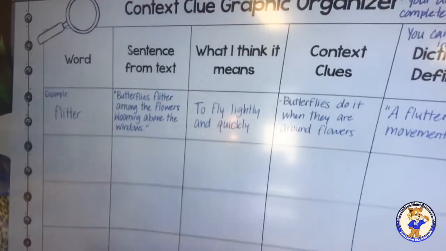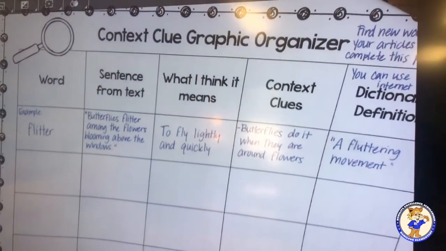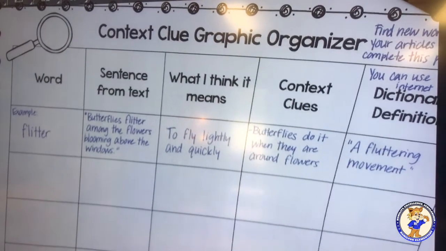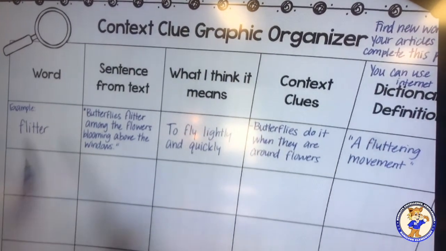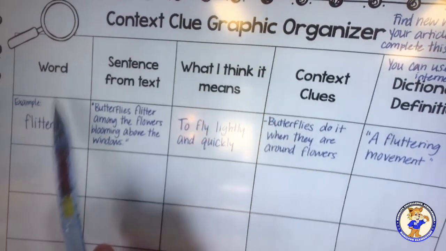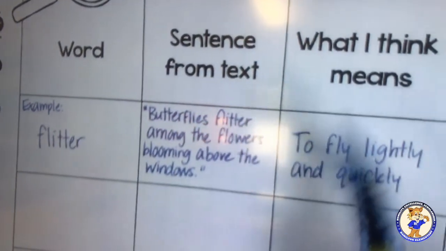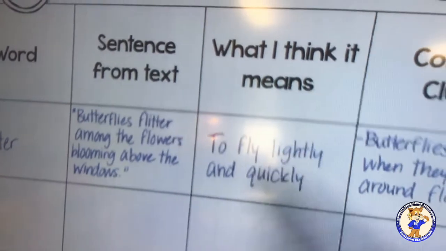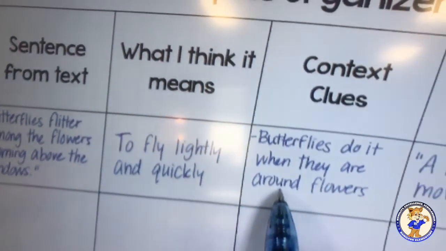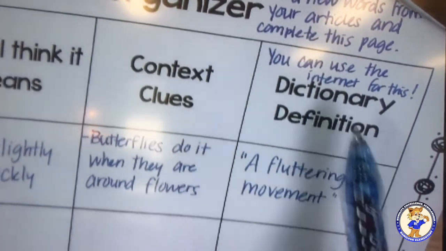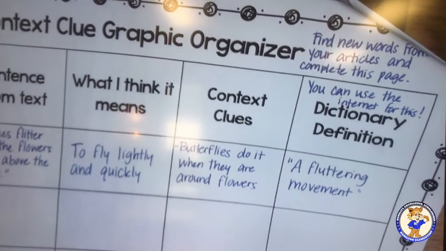Another important skill that we do in 5th grade is using context clues to figure out vocabulary words that we don't know. And so look, fancy that, we have an example already in here of our word. This sentence where we see it from the text, what we think it might mean, the context clues that help us understand it, and a dictionary definition. Now you can use a dictionary that you have at home, or you can even look it up on the internet if that's easier for you.